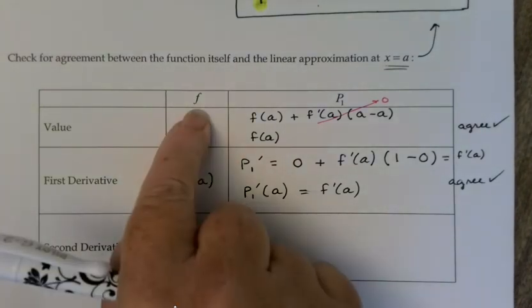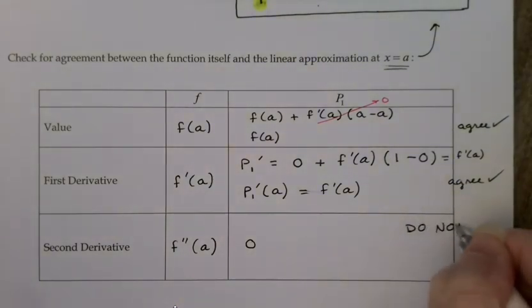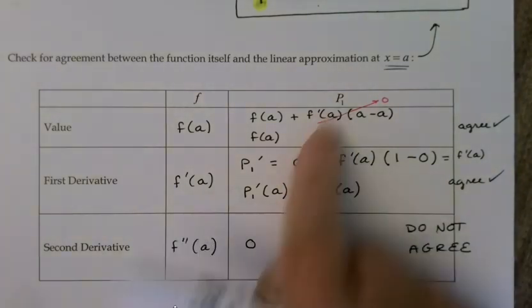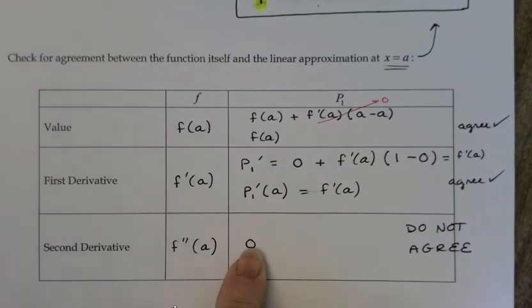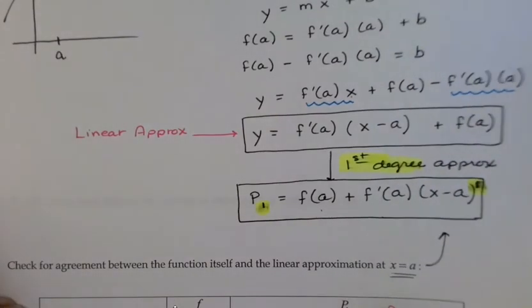So, my function and my approximation P1 do not agree at the level of the second derivative. Again, not a surprise. This was a linear approximation, and the second derivative of a linear function is always 0. So there was no way I was going to get agreement there. This, however, this idea of making the function and the approximation agree for various derivatives is what's going to allow us to build our quadratic approximation, our cubic approximation, and so forth. So, next page.